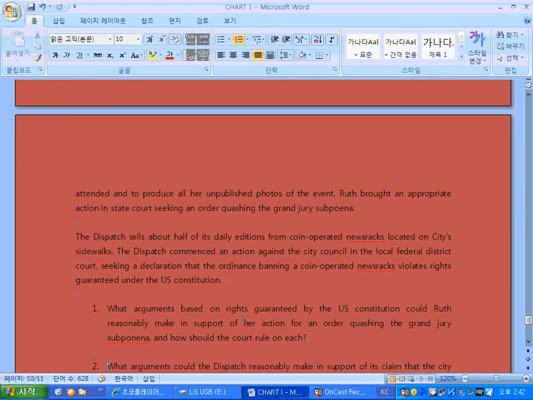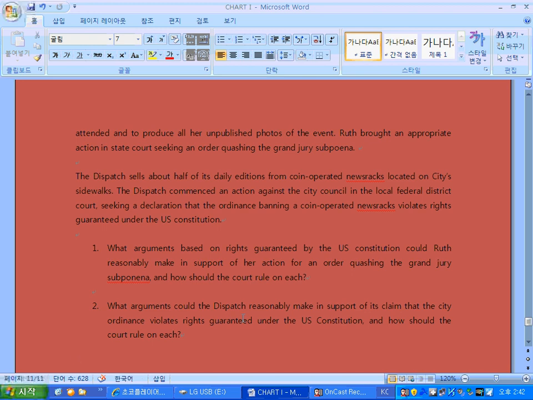A law professor might give you two sets of questions to grade your answer sheet. In the first question, the professor may ask, what arguments based on rights guaranteed by the U.S. Constitution could Ruth reasonably make in support of an action for an order quashing the grand jury subpoena, and how should the court rule on each? And in the second question, the professor may inquire, what arguments could the Dispatch reasonably make in support of its claim that the city ordinance violates rights guaranteed under the U.S. Constitution? And how should the court rule on each?